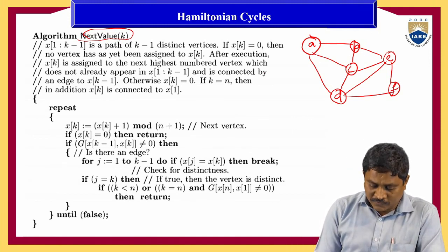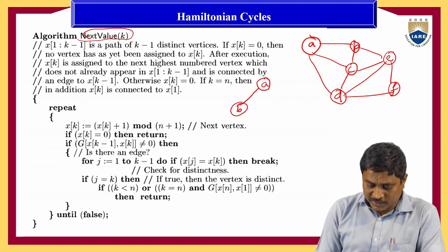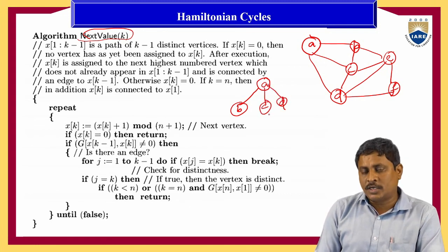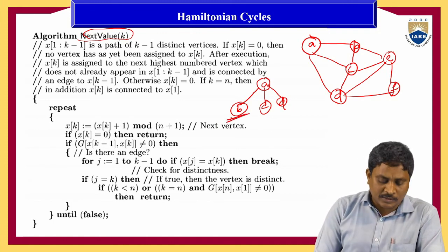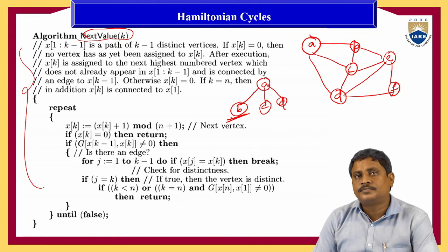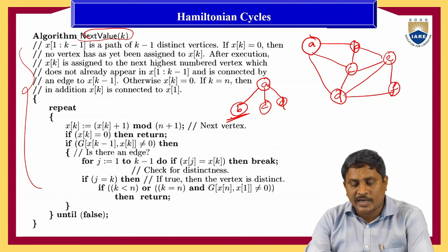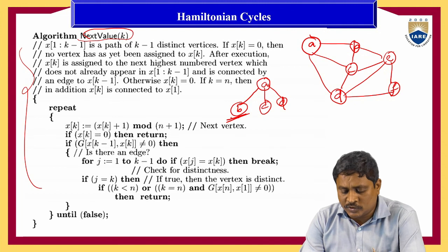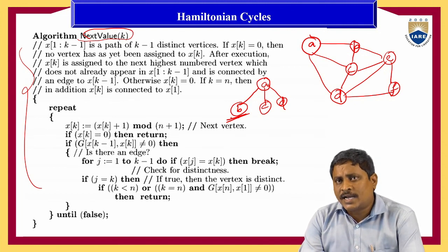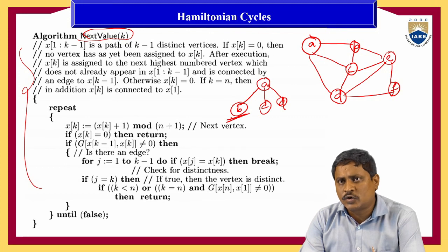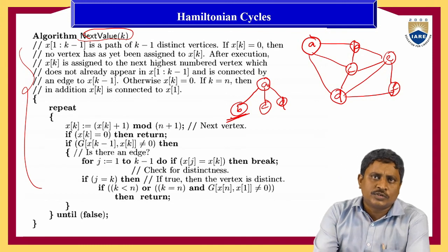Suppose we start from A. Here we find the next vertex, that means the adjacent vertices of A, and those adjacent vertices are B, C, D. Now we choose the next vertex as B, and for that we use this algorithm. The algorithm next value of K means we choose the next vertex. We have already chosen the first vertex A. A is adjacent to the three vertices B, C, D. Among B, C, D, which one do we choose as the next vertex? Generally in lexicographical order, B is the next vertex we choose. For the chosen vertex we use this algorithm.